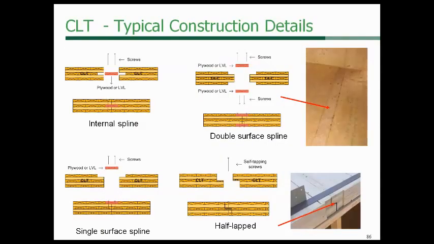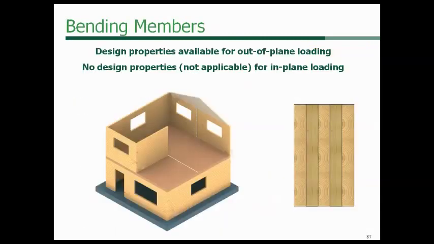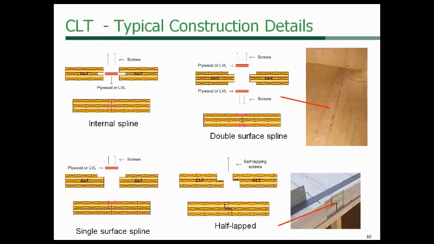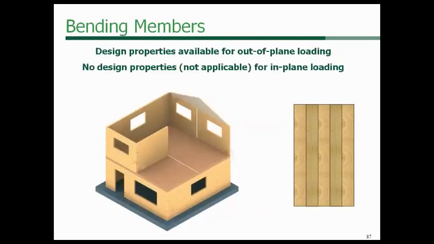And the typical construction details for CLT, usually you can use a spline or a lap joint to connect the panel-to-panel joints. So you can use splines.